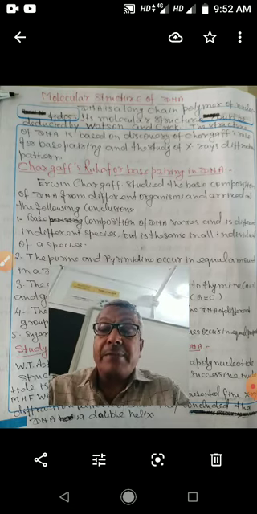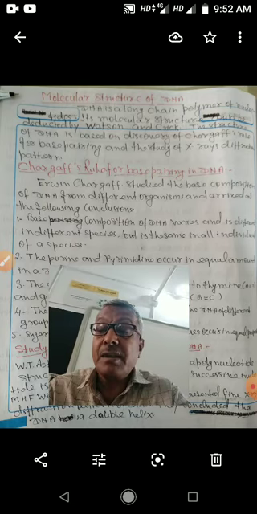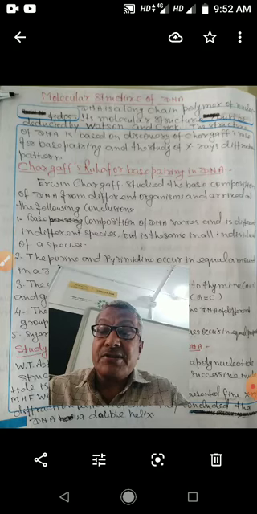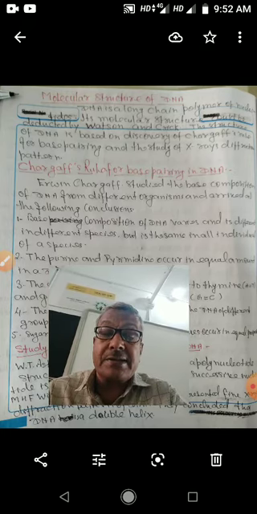DNA forms the molecular basis of heredity. DNAs are responsible for transferring information about hereditary characters to the next generation.